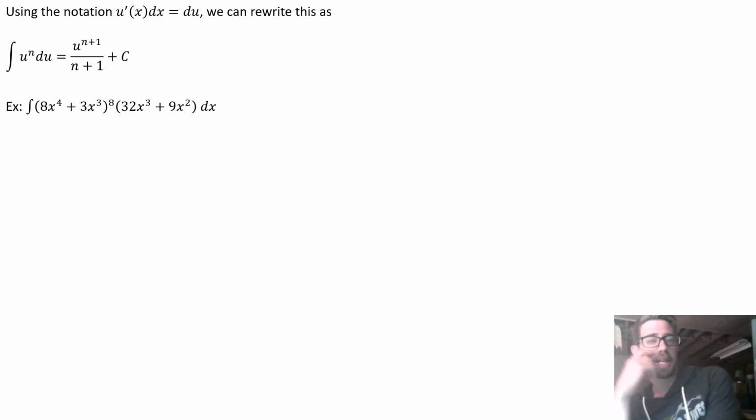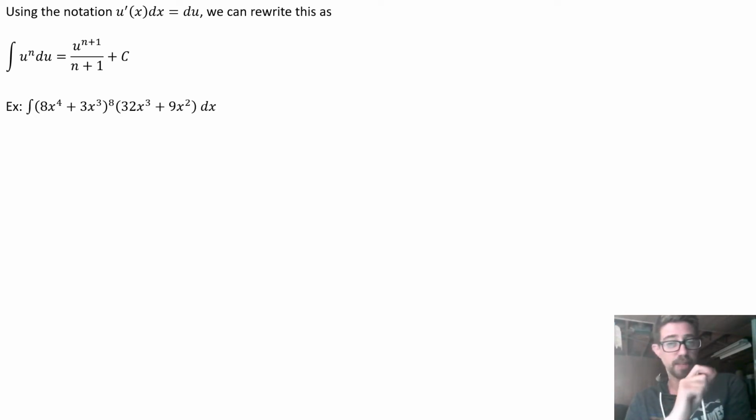Okay, so look at that integrand. I mean, it looks gnarly, but it's just, okay, 8x to the fourth plus 3x cubed to the eighth times 32x cubed plus 9x squared. So the key to this working, the only reason this would ever work, is if you look at that second term, that's the derivative of that inner function of 8x to the fourth plus 3x cubed. So that's all you have to look for. One of these things is the derivative of one of these other things.